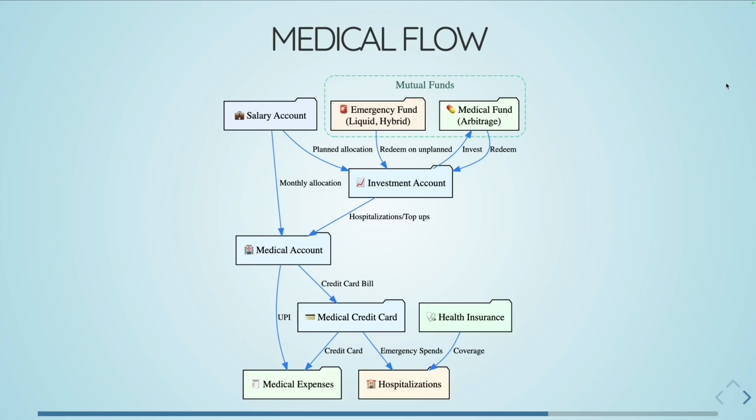So this flow covers both. There are two different medical expenses. One is regular expense, the other is hospitalization. Both are getting covered. And in case of hospitalization, there are planned hospitalizations and unplanned ones, right? So this is essentially covering all these fronts.